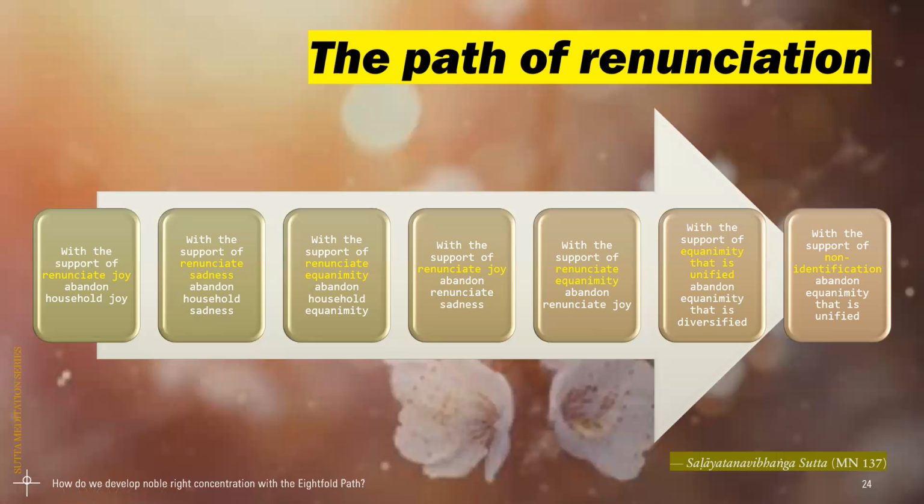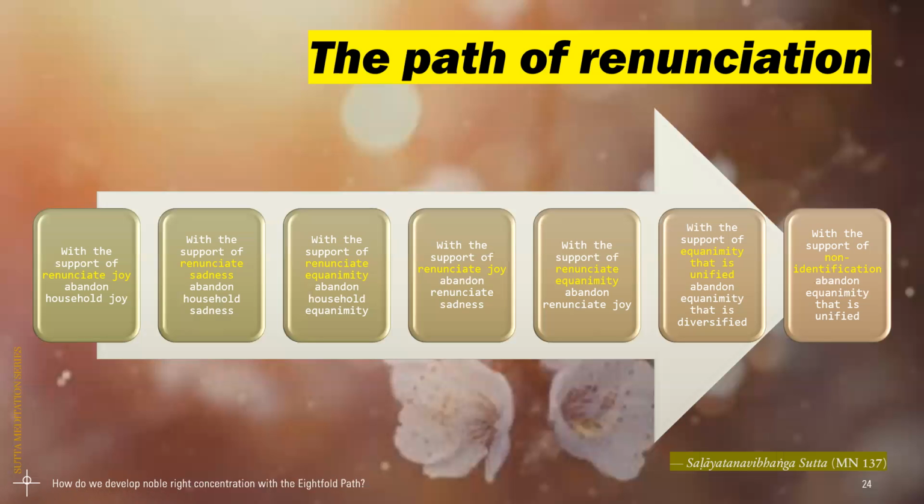Now, the third one is: with the support of renunciate equanimity, we abandon and surpass household equanimity. So renunciate equanimity is better than household equanimity. And that's because we transcend form, sounds, odors, flavors, physical sensation, and mental objects.